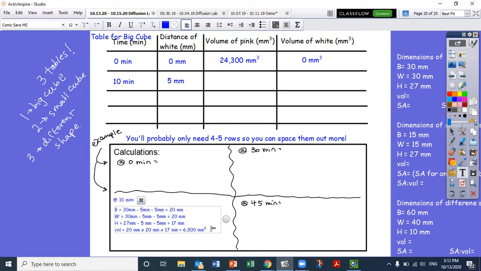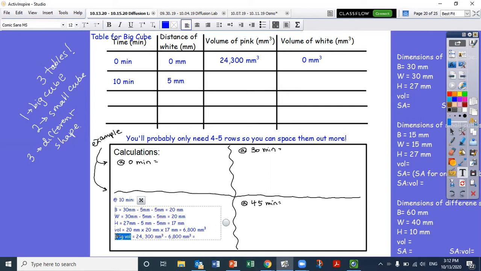Now we want to also calculate the volume of white. So we know the original volume of the big cube equals 24,300 millimeters cubed. And we're going to subtract the pink to get the white border. So which means we're going to subtract the 6,800 millimeters cubed. Sorry, I wrote original volume. We know that the original volume is the 24,300.